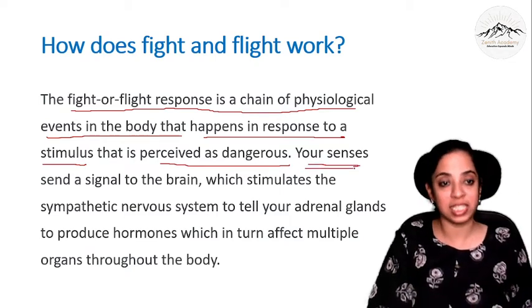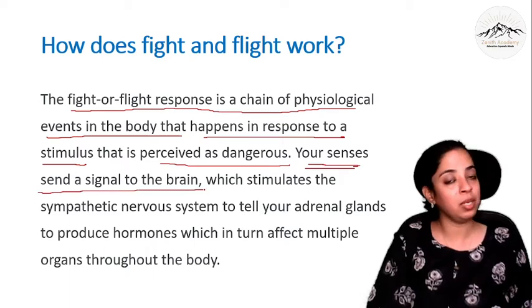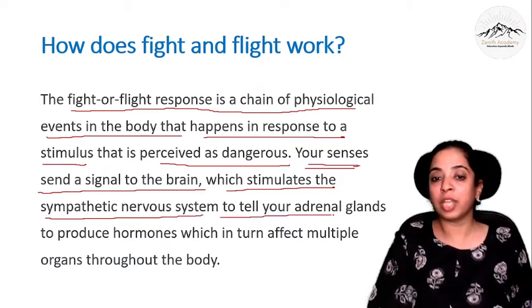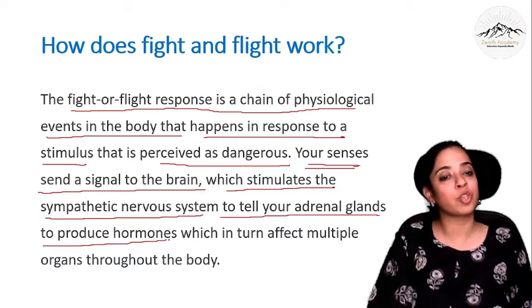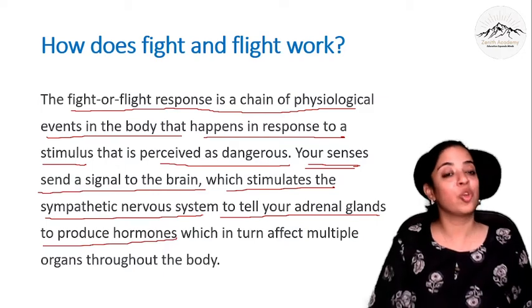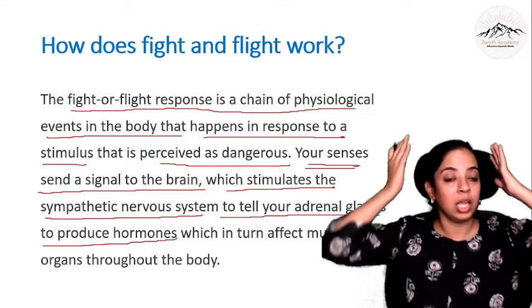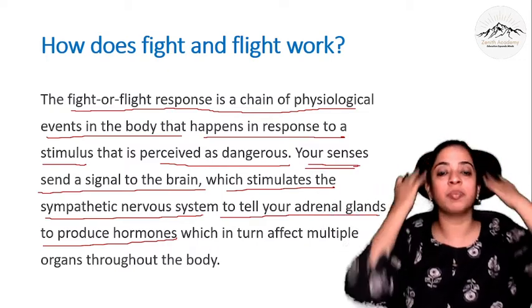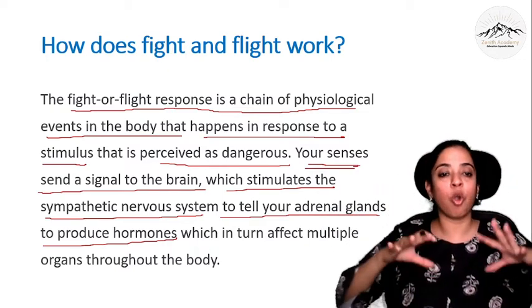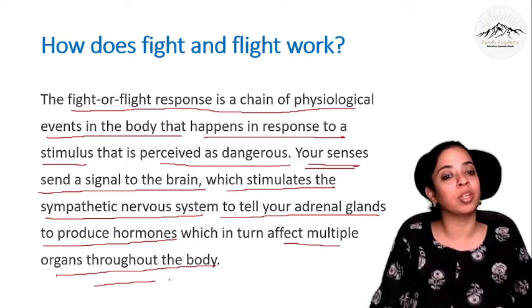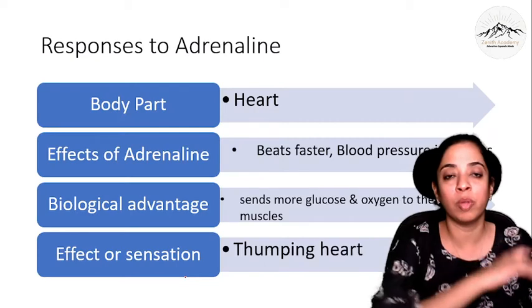So your senses send a signal to the brain, okay, this is a danger, which stimulates the sympathetic nervous system to tell your adrenal glands to produce hormones. Understood? So your sense will signal to the brain that okay, there is a danger. The sympathetic nervous system tells your adrenal glands to produce the hormones, which in turn affect multiple organs throughout the body. I hope now you have understood this.